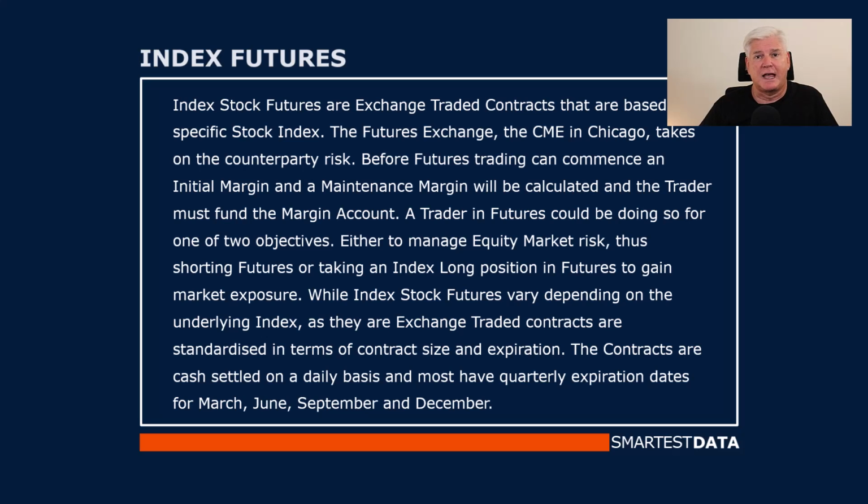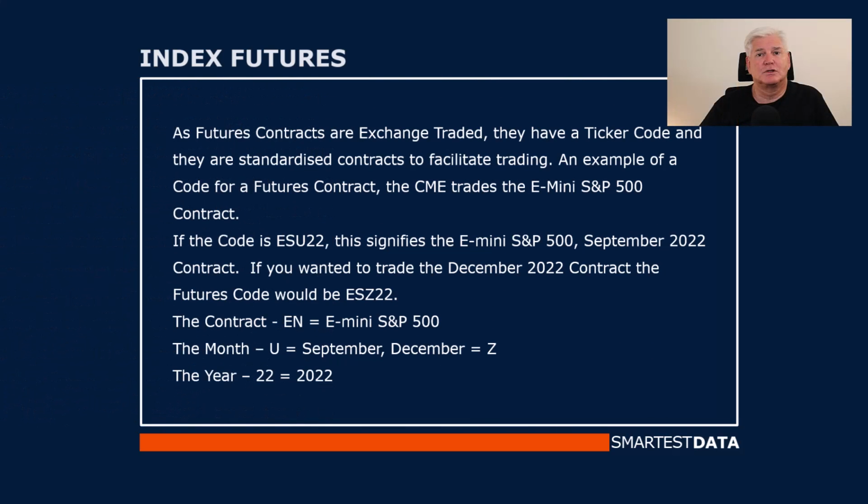The contracts are cash settled on a daily basis, and most have quarterly expiration dates for March, June, September and December. As futures contracts are exchange traded, they have a ticker code, and they are standardized contracts to facilitate trading.